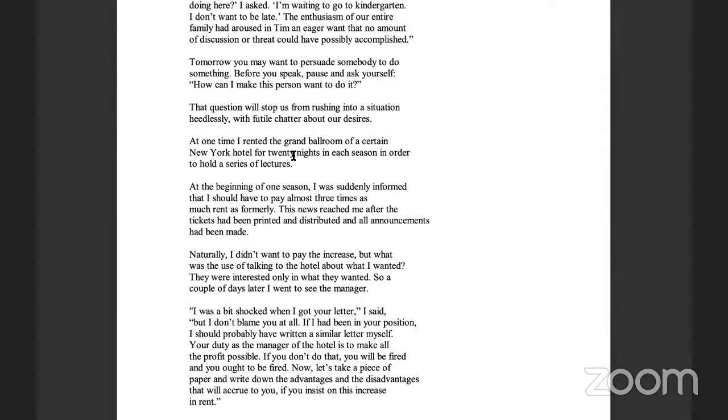At one time, I went to the grand ballroom of a certain New York hotel for 20 nights in each season in order to hold a series of lectures. At the beginning of one season, I was suddenly informed that I should have to pay almost 3 times as much rent as formerly. This news reached me after the tickets had been printed and distributed, and all announcements had been made. Naturally, I didn't want to pay the increase, but what was the use of talking to the hotel about what I wanted? They were interested in only what they wanted. So a couple of days later, I went to see the manager.